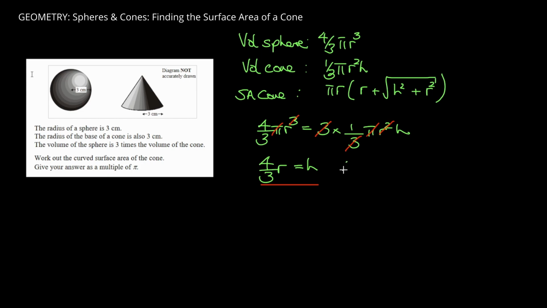I can go on from this because r in this case is 3. The 3 will cancel with the 3 in the denominator here, and we get therefore h is equal to 4. And that is even easier.